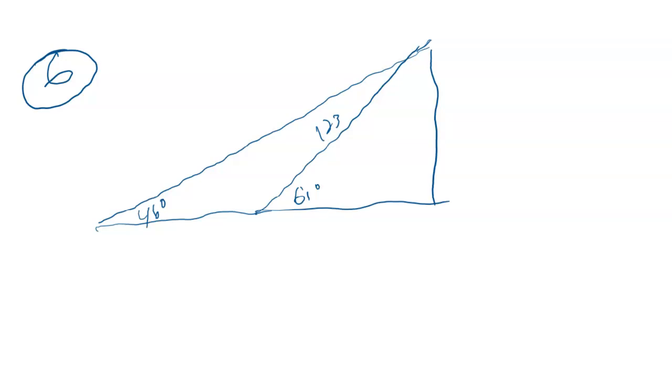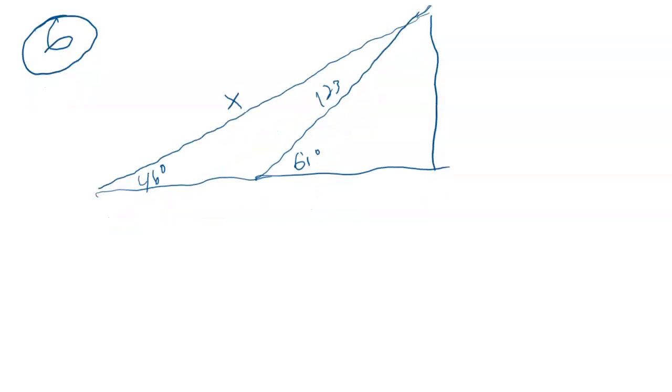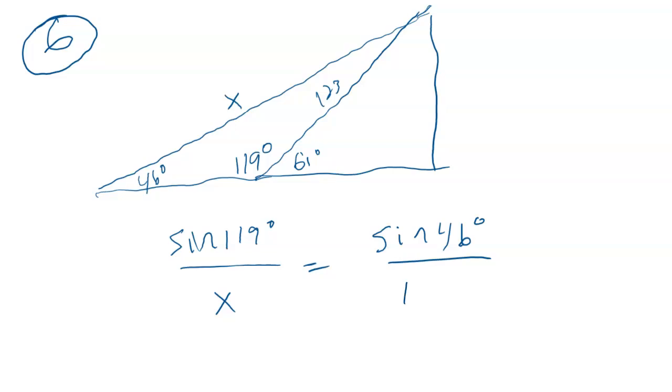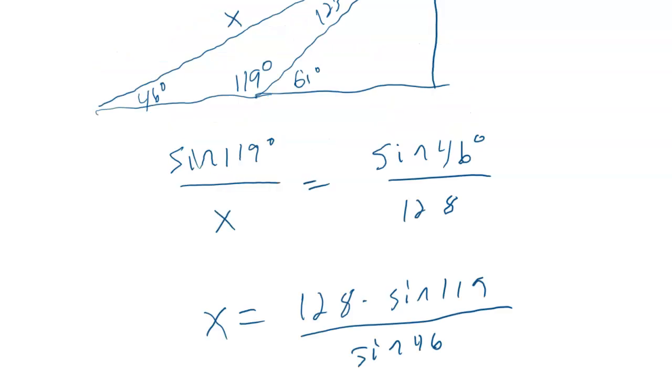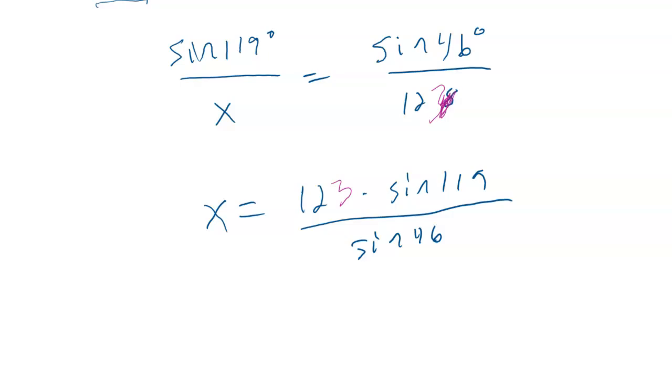Okay, so we want this. I guess I'll call it X. Again, I can find this angle: 180 minus 61, which would be 119, I believe. 180 minus 60 is 120. And then we'll say sine of 119 degrees over X is equal to sine of 46 degrees over 123. And then I'm going to cross multiply and solve. So I get X. Did I say 128? Come on, that's 123. Okay, I believe this works out to 149.6 when you throw this into Desmos.